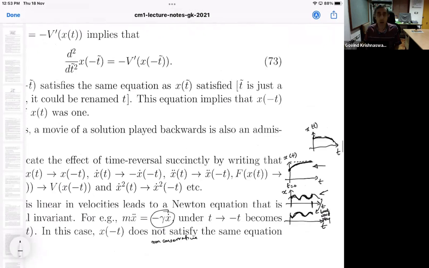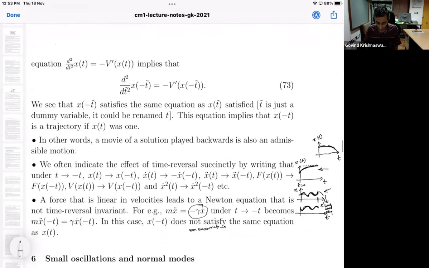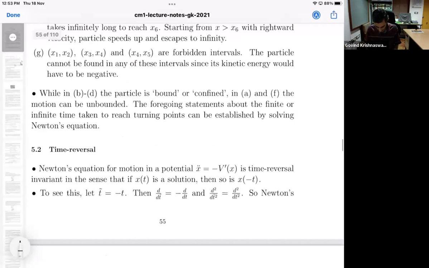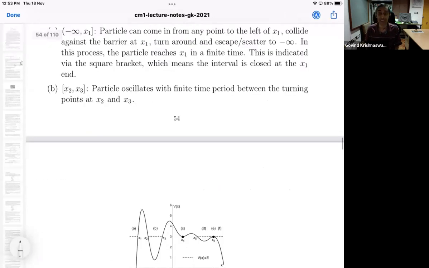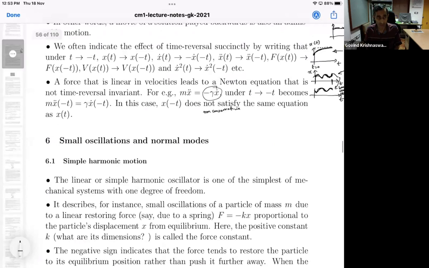Okay. For some strange reason, I seem to have lost all the annotations I made earlier. Well, I don't know how that happened. Well, so be it.